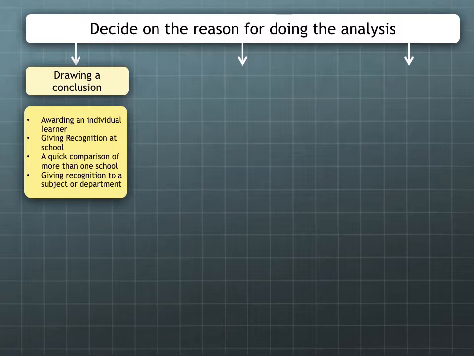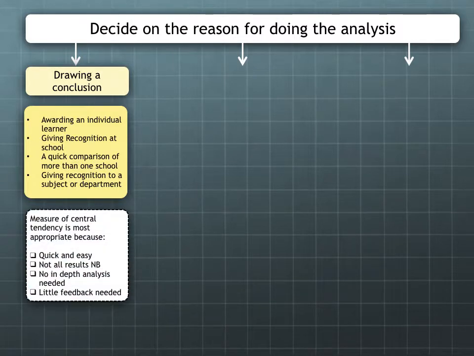And for these, a measure of central tendency is possibly the most important or most appropriate method to use. The reasons for this is it's quick and easy to determine. Not all the results are important. There's no in-depth analysis needed, and little feedback is needed. So the methods that you'd use there would be your mean, your median, and your mode. So that's the one reason for doing analysis.